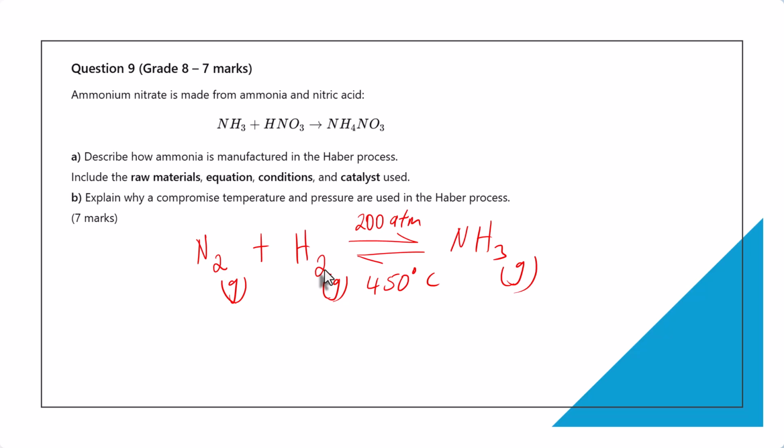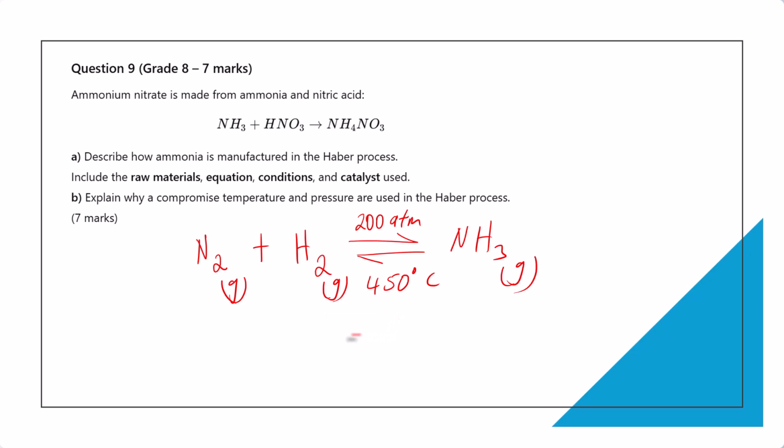The other thing we need to understand is that this reaction is reversible, as you can see from the arrows I've used. Nitrogen gas and hydrogen gas can react together to produce ammonia, but that ammonia can break up again to give you back this. So it's a reversible reaction, and you need an equilibrium.